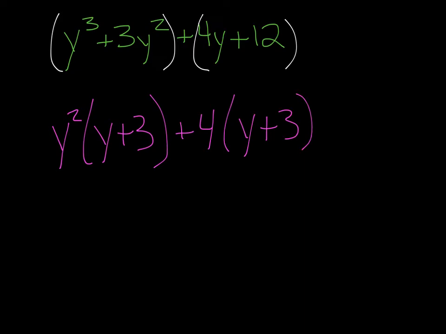Okay, now it should look very familiar as just some of the examples we were doing with the greatest common factor. We have 2 terms now. Here's the first one, and here's the second one. Both of these terms have a y plus 3 in them. So we're going to take the y plus 3 out, and we're going to be left with y squared plus 4.